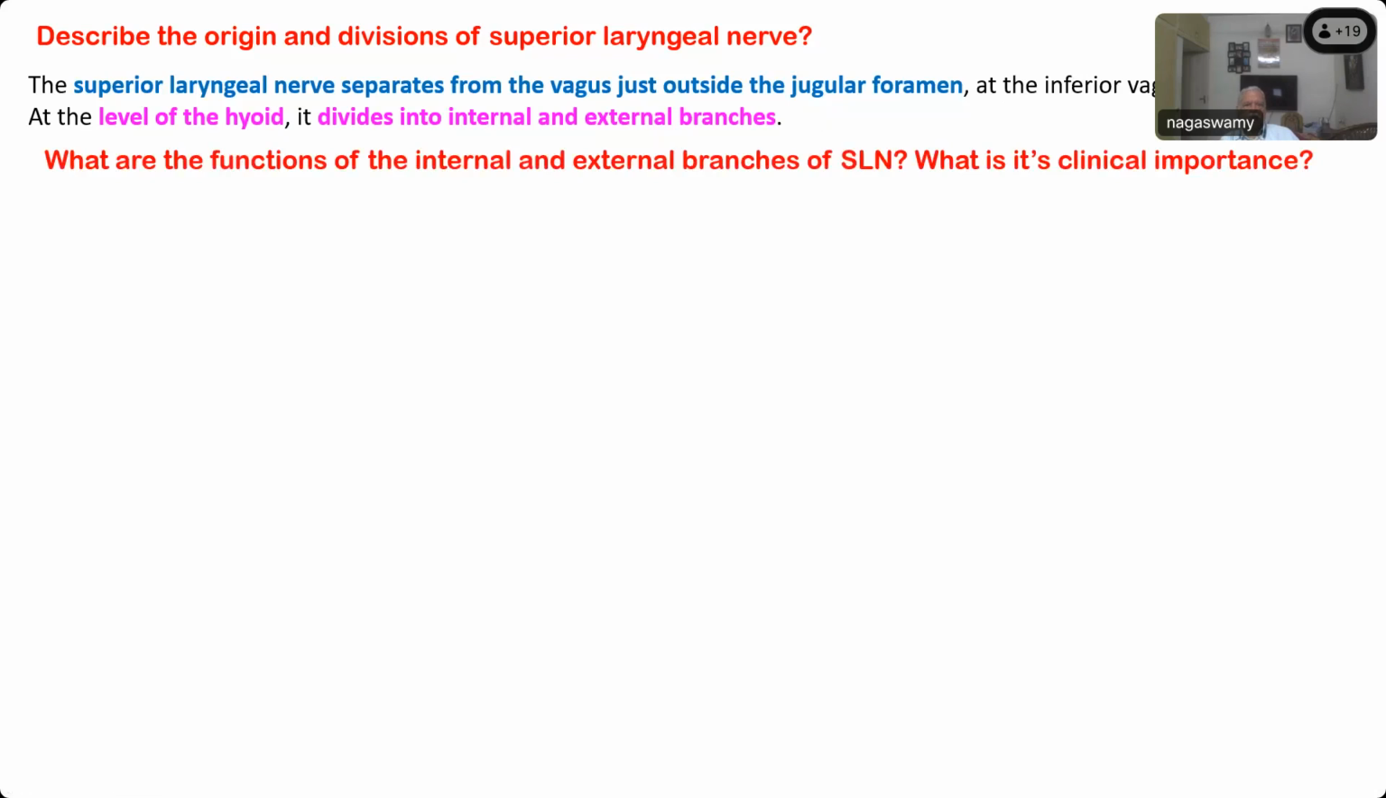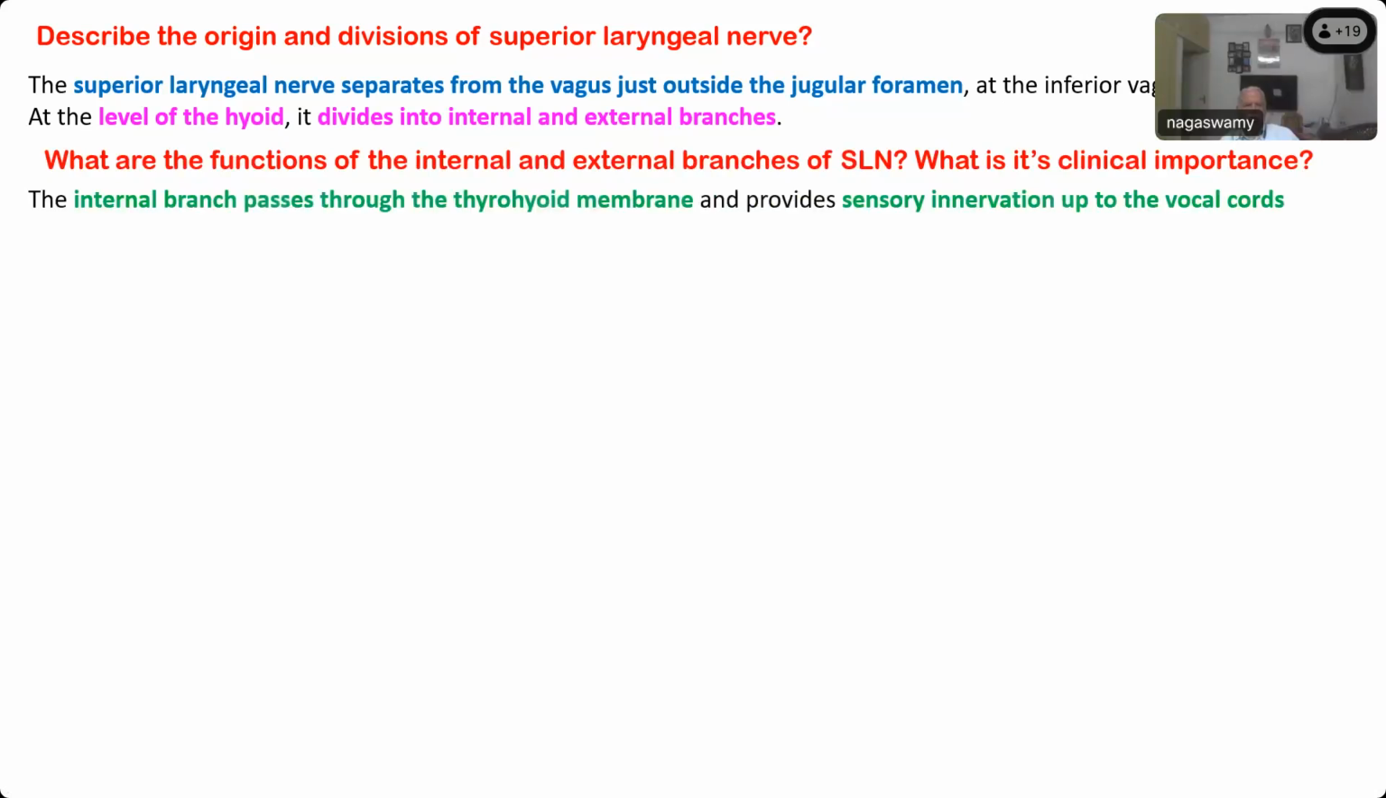What are the functions of the internal and external branches of the superior laryngeal nerve? What is its clinical importance? The internal laryngeal nerve supplies the sensory portion above the vocal cords. Very good. The external supplies the cricothyroid muscle, which is the tensor of the vocal cord. Excellent. The internal branch passes through the thyrohyoid membrane and provides sensory innervation to the vocal cord. So this is what we try to block externally while doing any airway instrumentation.